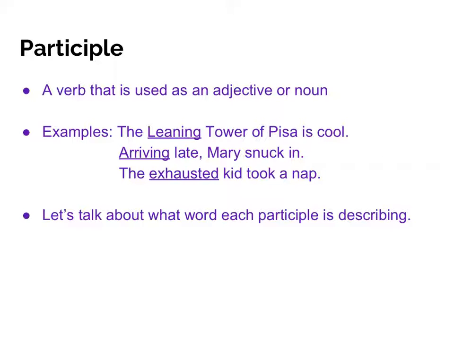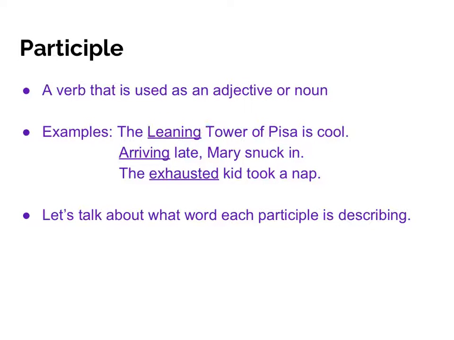Now we are going to talk about participle. This is on page 6, right in the middle. So a participle is a verb that is used as an adjective or a noun. So here's what I mean by that. The Leaning Tower of Pisa is cool.